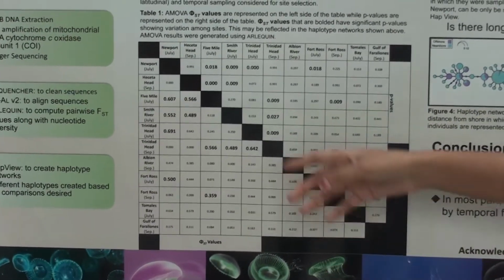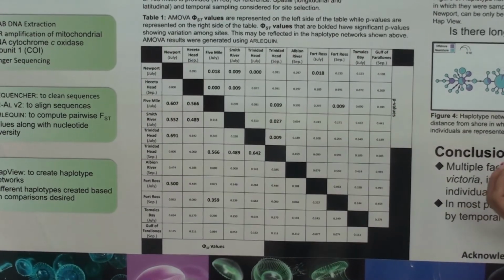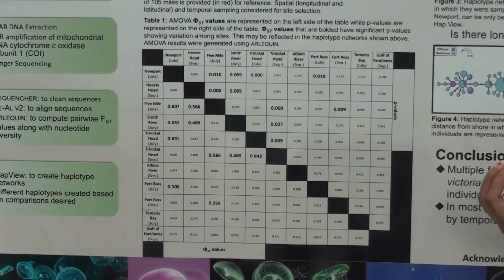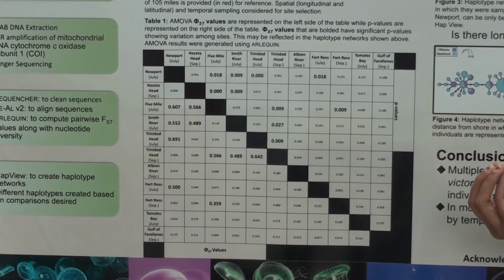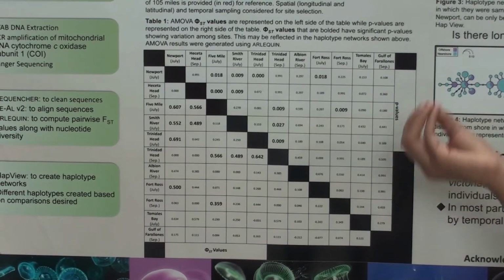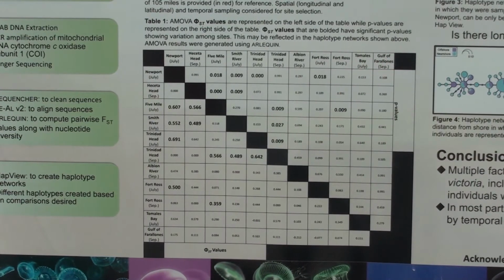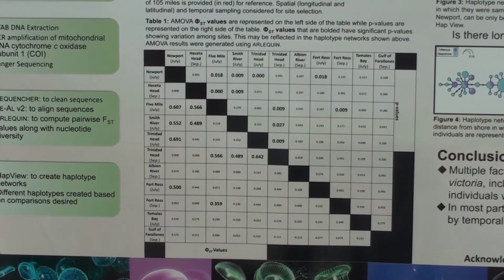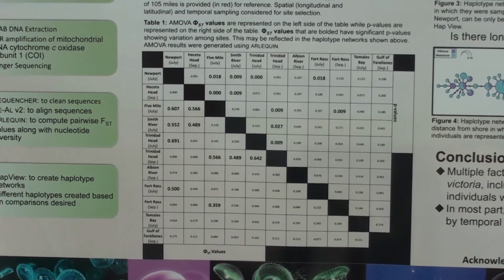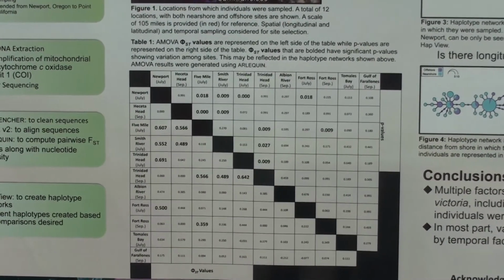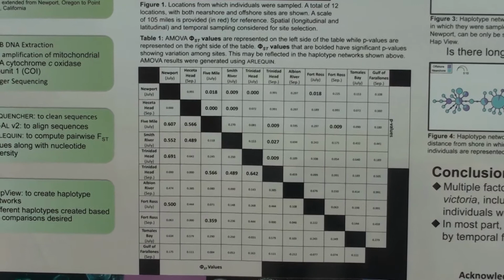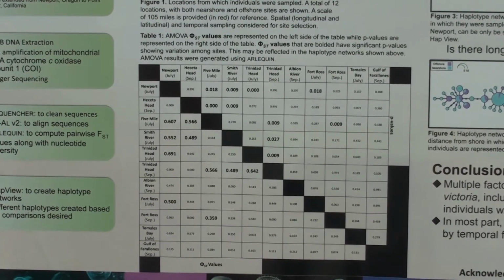The values that are bolded show that there is some significant genetic variation occurring between individuals from different locations. The most significant value that we found was temporal genetic structure. So individuals that were collected in July differed from individuals that were collected in September.